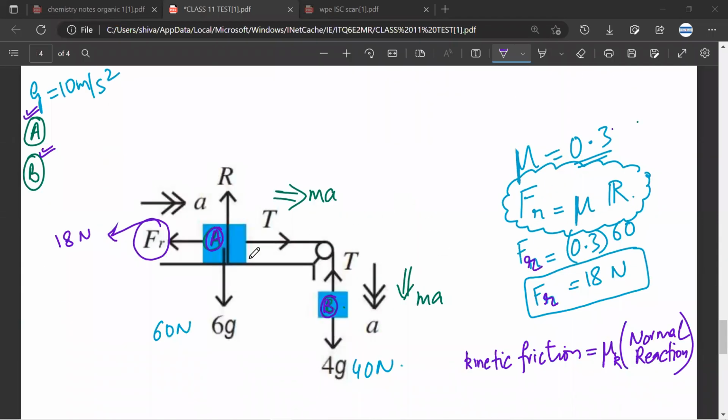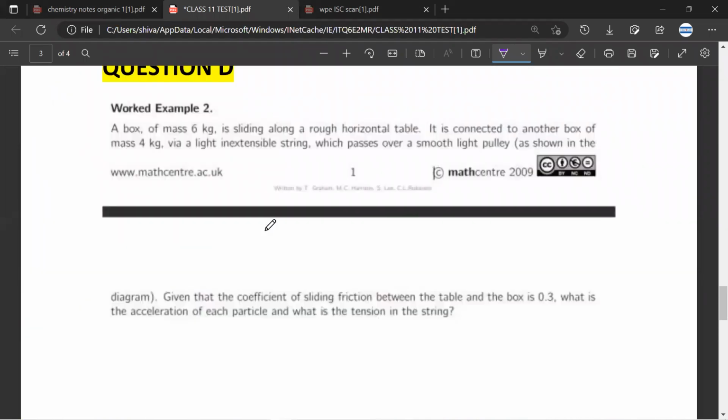So, Mr. Vantika, let us see the setup first. There is a box here. There is friction here. This is freely hanging. And now let us look at the question.